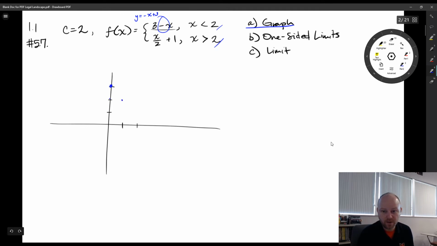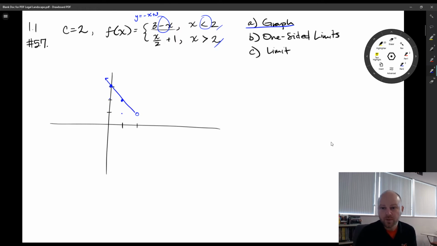So down 1 over 1, down 1 over 1, and I'm going to put an open circle here because this is not x is less than or equal to 2, it's x is less than 2. So to the left, our graph looks like this.